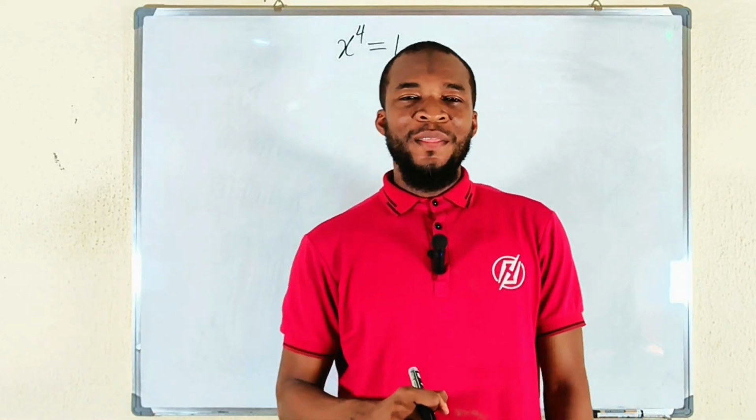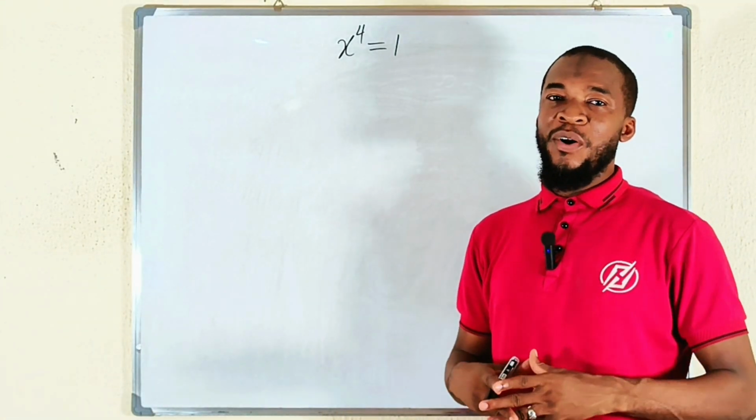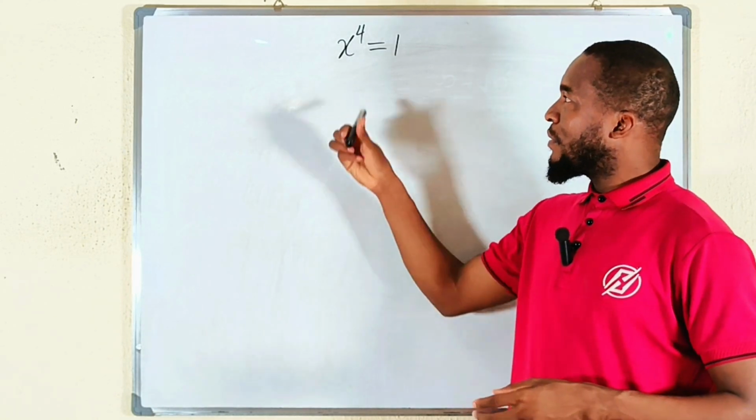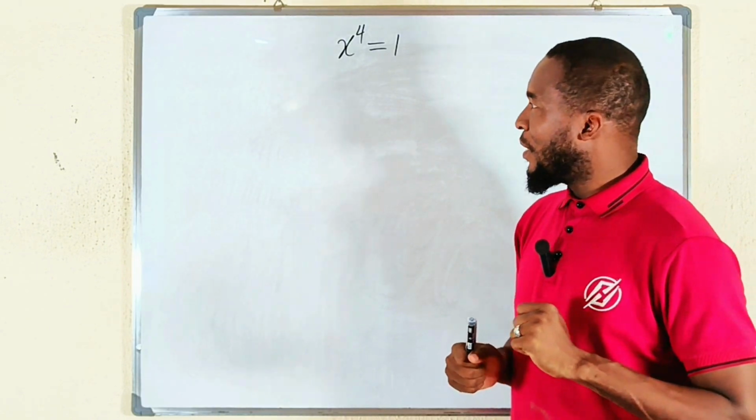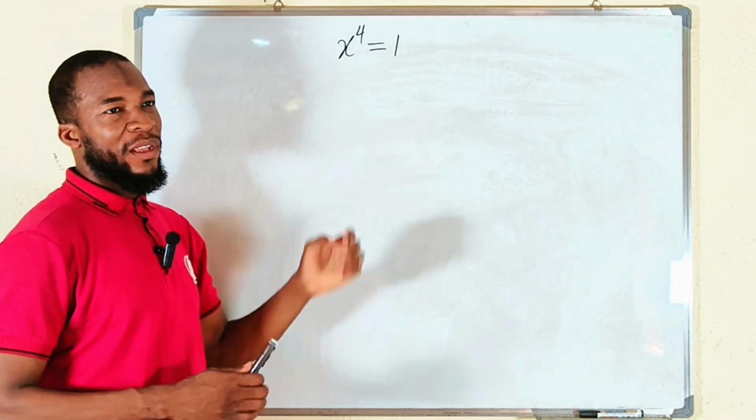Hello everyone, in this tutorial I am going to show you how this equation x raised to the power of 4 equal to 1 should be properly solved. Because the degree is 4, we expect to have 4 solutions. Let's get started. First of all, I would like to take 1 to the left hand side.